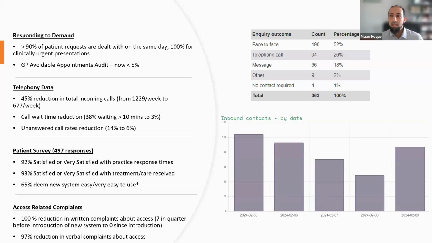And my practice manager is delighted. In the 3-month period before this new system, she had around 7 written complaints about access. In the 6 or 7 months since, she has had 0. So in summary, we're really happy with the system. Our patients are really happy with the system. It's possible to use these new tools and change our systems to deliver much safer care. And this for us is very much a work in progress. So we hope to build with this and take things further.